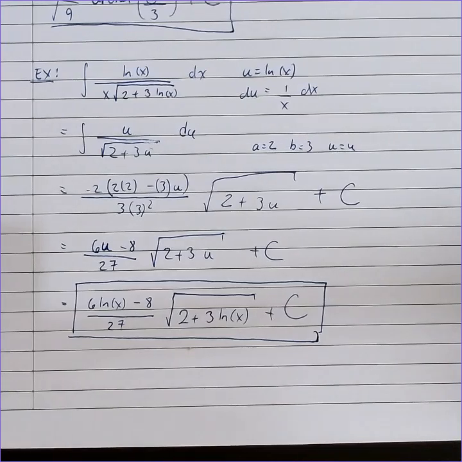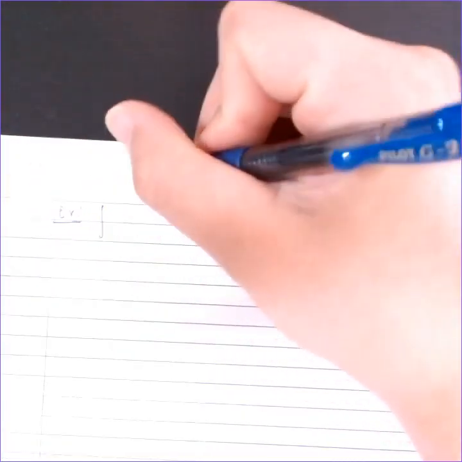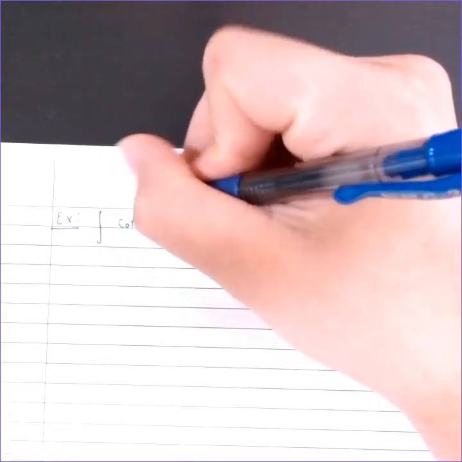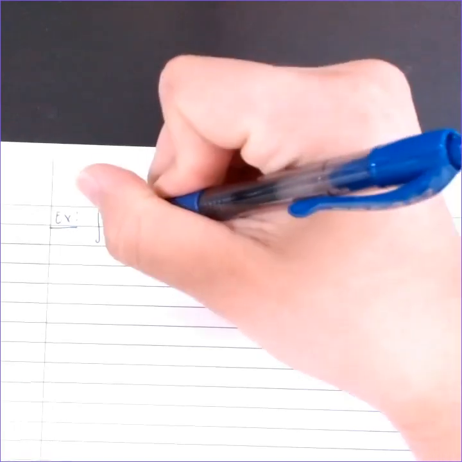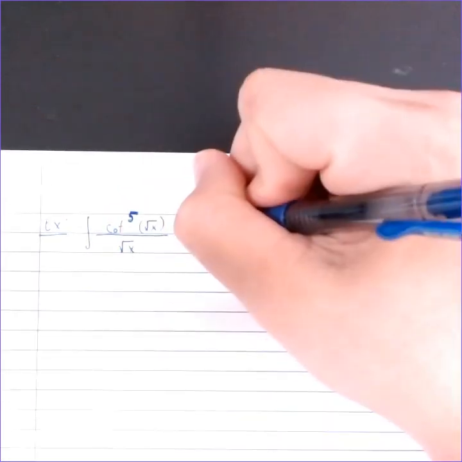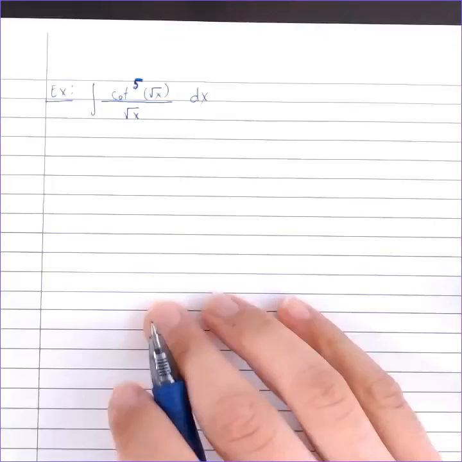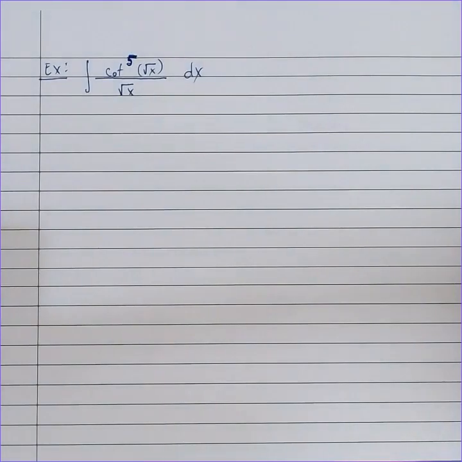All right, let's take a look at one more example. Same kind of problem. We're going to look for a substitution and then search for that substitution on our table. So let's look at finding the integral of the cotangent to the 5th power of the square root of x over the square root of x dx. You might try this if you have your book available right now, and see if you can find a substitution.